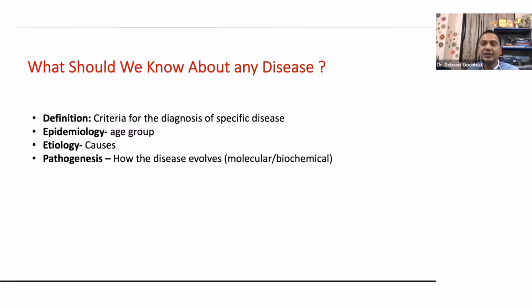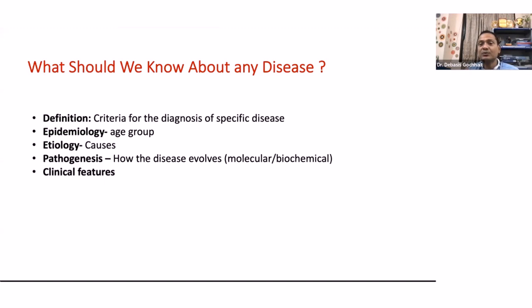After that, how the disease evolves, how this high-risk HPV DNA gets integrated into the human DNA, how the E6, E7 proteins function, how they modify our oncogenes and proto-oncogenes, and what is the outcome. Okay, so that is what is called the pathogenesis.